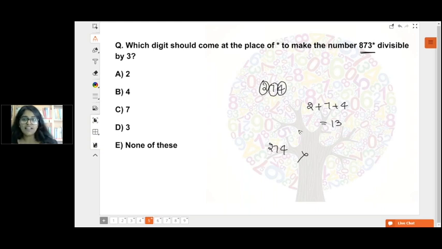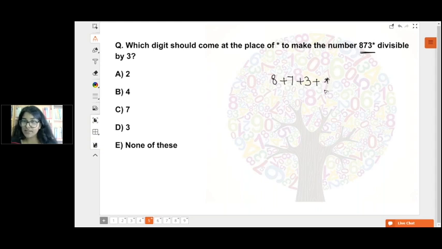So similarly, here, if you want to check this number, one digit is absent here. So how do we find that absent digit? Let's see. Here we have 8 plus 7 plus 3 plus the digit which is absent, right? It is given that we have to find the star, the missing digit, such that this complete 4-digit number will be divisible by 3. So for that, we have to know the sum of the digits, right?